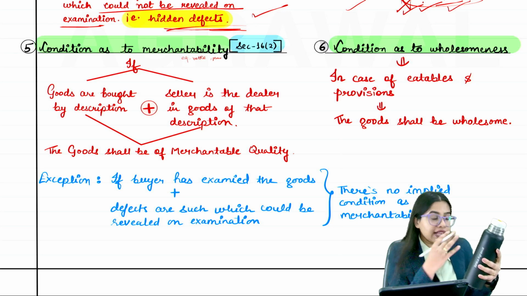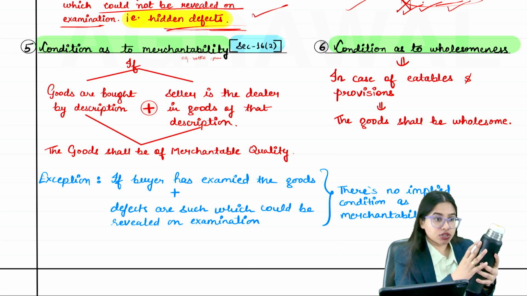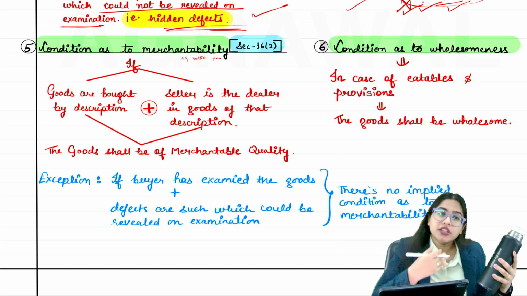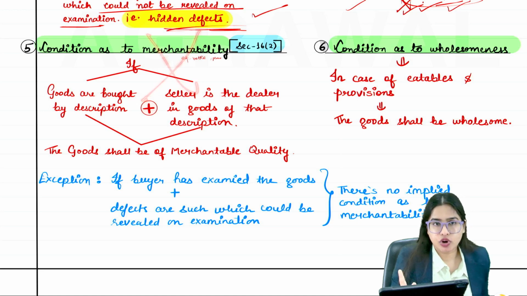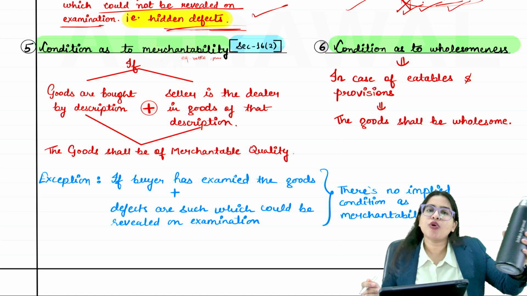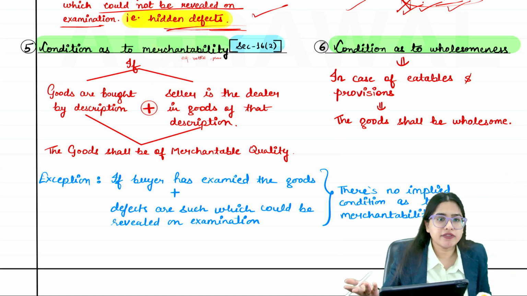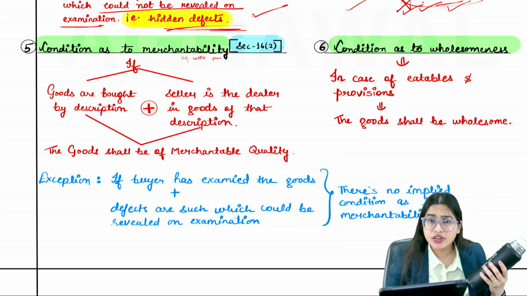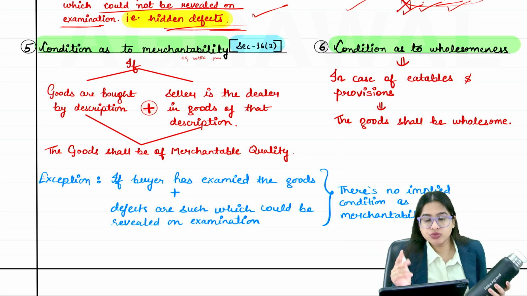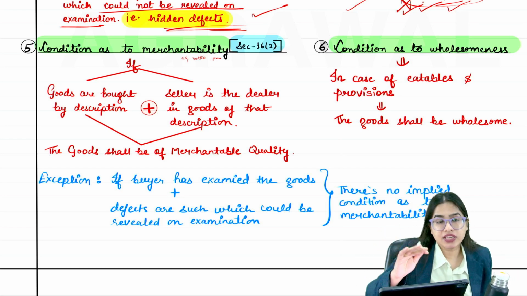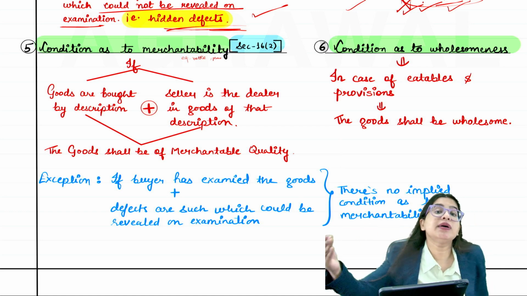So if a buyer has examined the goods and the defect is clearly visible, then also he bought the goods, then it is the buyer's mistake, and this implied condition will not apply. Then you cannot return this bottle to the seller and ask for a refund. The seller will be like, you did check the bottle and this crack was clearly visible, why did you buy it? As a buyer you should be aware. So we say, caveat emptor. Caveat emptor means let the buyer beware.